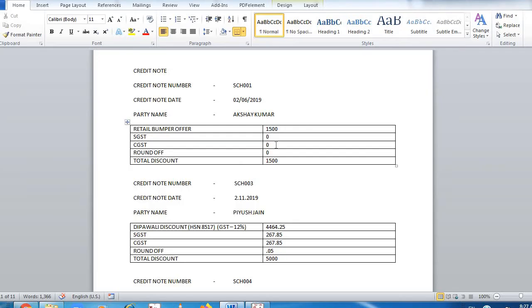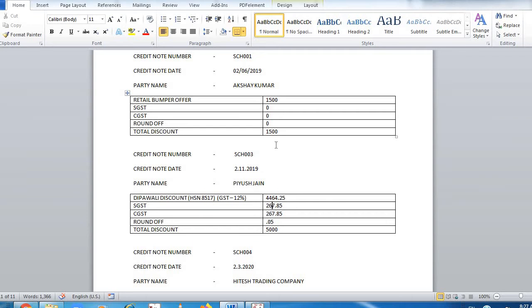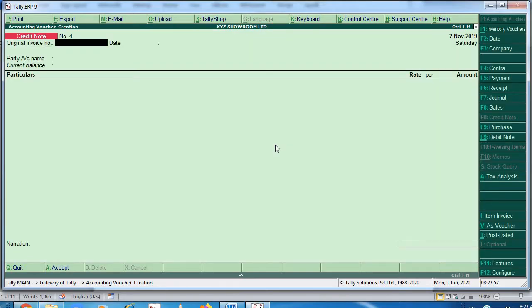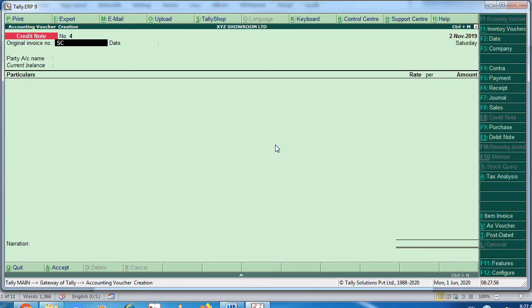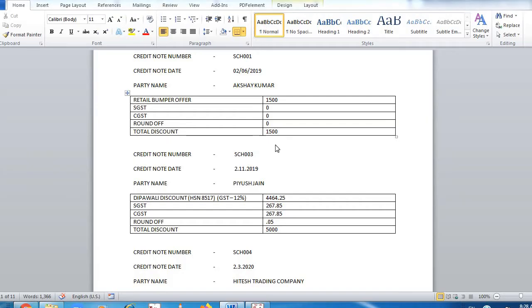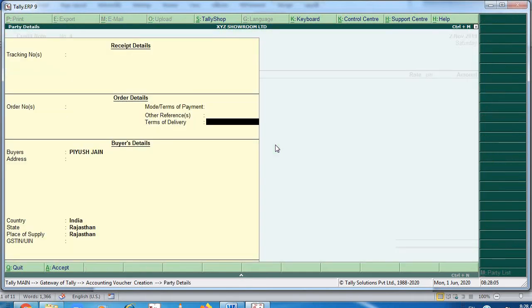That's it. Now we'll do another entry of Mr. Piyush Jain Limited, Piyush Jain, and that comes under the taxation, that is 12%. It's very simple. What is the date? 2nd November. F2, 2nd November. Enter. And what is the original invoice number? SCH003. Enter. Party name is Piyush. Here is the Piyush Jain. Enter.